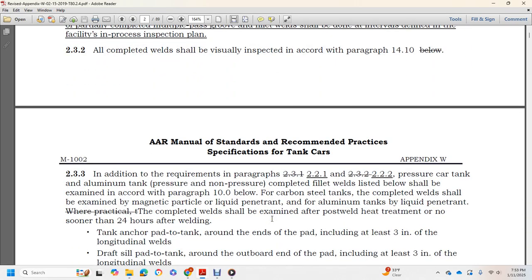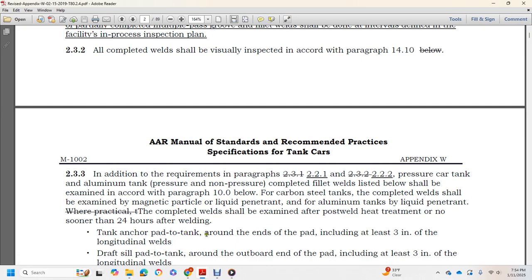2.4 In addition to the requirements of paragraphs 2.2.1 and 2.2.2, for pressure tank cars and aluminum tanks, pressure and non-pressure, the completed fillet welds listed below shall be examined in accordance with paragraph 10.0 below. For carbon steel tanks, completed welds shall be examined by magnetic particle or liquid penetrant. For aluminum tanks, by liquid penetrant where practicable. The completed weld should be examined after post-weld heat treatment, no sooner than 24 hours after welding.